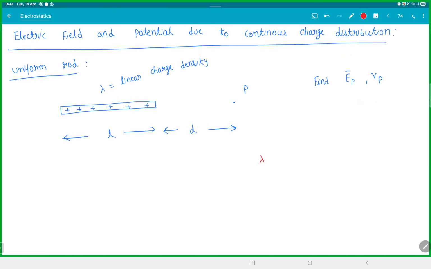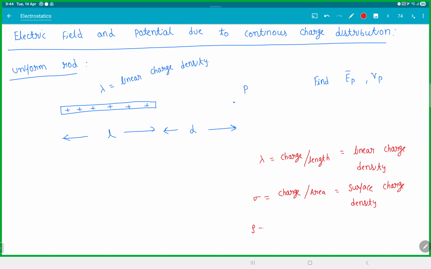A few terminologies again. Lambda is charge per unit length. We call this linear charge density. This can be variable also. In center of mass, we call it linear mass density. Then we call sigma charge by area. The symbols will look the same. This is called surface charge density. We use this for sheets. Rho is charge by volume. This is your volume charge density. We use this for 3D objects.